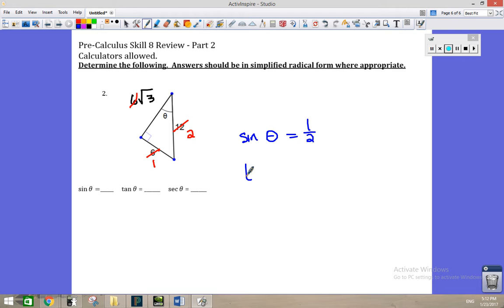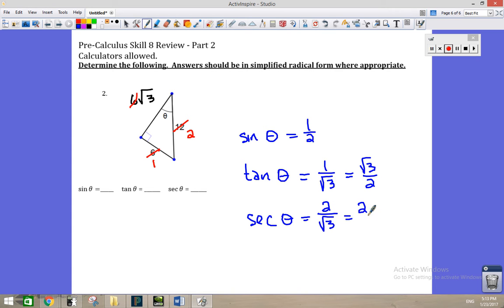If I do the tangent of theta, that's the opposite leg over the adjacent leg, 1 over the square root of 3. That rationalizes to the square root of 3 over 3. The secant of theta is the reciprocal of cosine. Cosine is the adjacent leg over the hypotenuse, but now I want to go hypotenuse over the adjacent leg, 2 over the square root of 3, which rationalizes to 2 square root 3 over 3. If you multiply each of these by radical 3 over radical 3, that's what you'll get. Hope that helps, and I'll talk to you later.